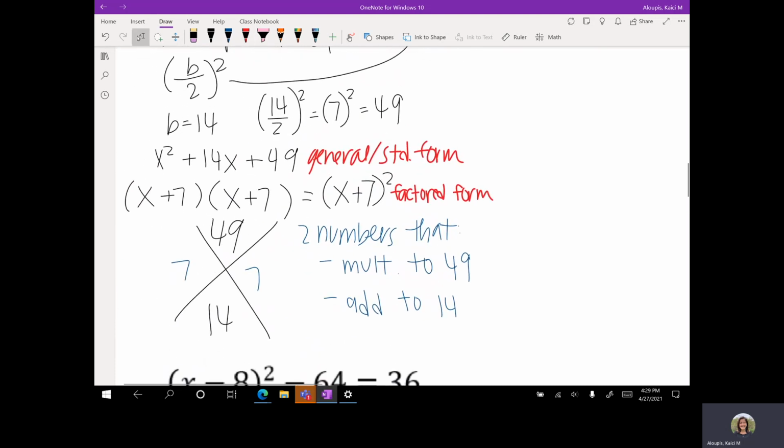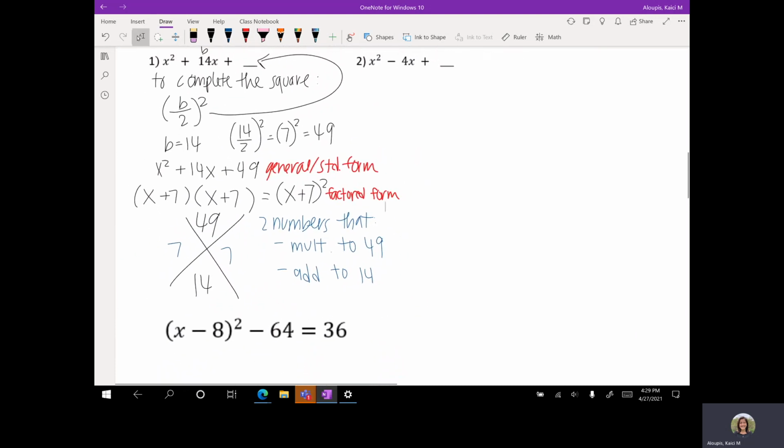And that's easy. The spoiler was when we took half of b right here, 14 divided by 2, and we got 7, and then we squared it to get 49. Well, when you take half of b, that's what the factor is. The factor is going to be whatever half of b was. In this case, it's 7. Let's do another problem real quick.